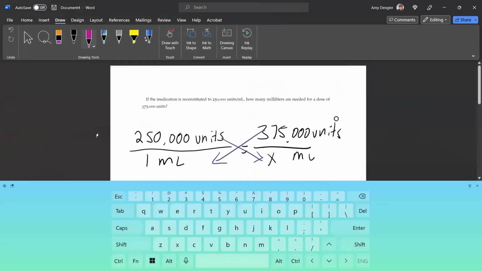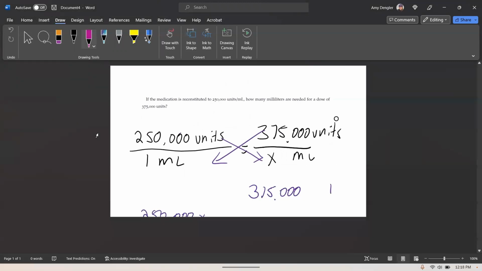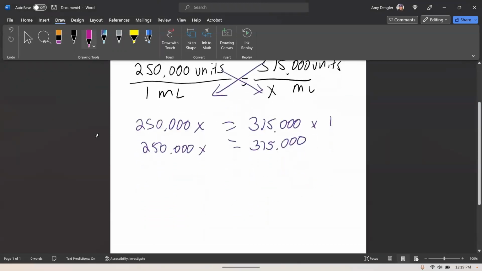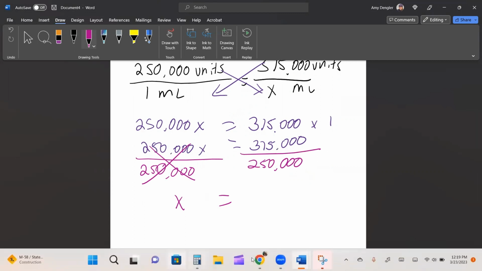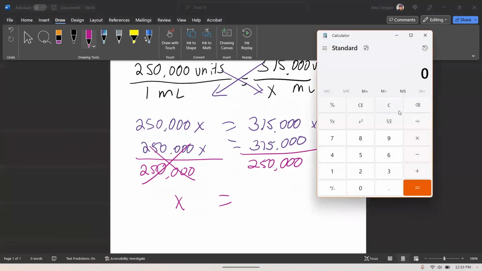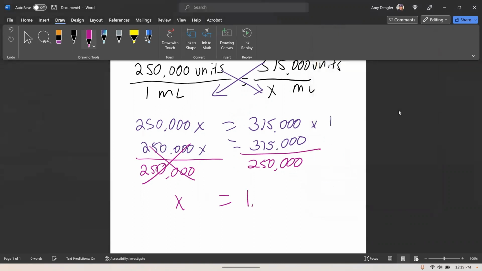All right, so now I want to get X alone so I can solve it. So to do that, I need to get rid of this 250,000 to just have X left on this side. And then I have to do the same thing on both sides. So I have to divide 375,000 divided by 250,000, which is going to give me 1.5 ml.